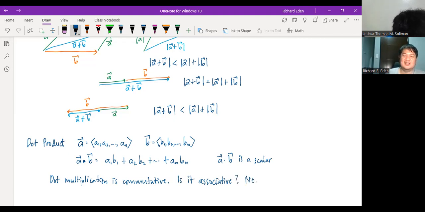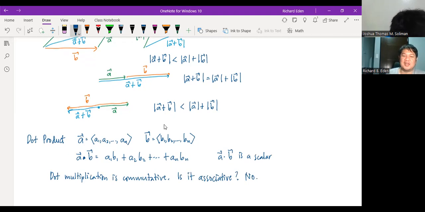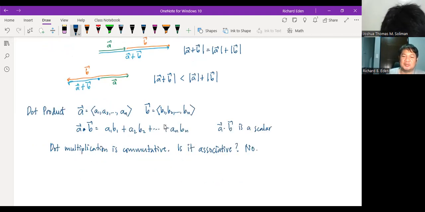Alright. So, you have three vectors and they all have the same number of components. If we look at A dot B and then dot C, and the question is, is this the same as A dot B dot C? What would be your explanation?